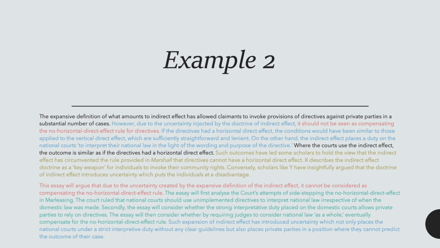The writer has clearly stated the position they intend to prove in their essay. They have introduced the key debates and scholars. The introduction clearly highlights the structure of the essay. The writer has also very cleverly sprinkled around information to support their conclusion throughout. This introduction has the potential to convince the professor that indirect effect cannot be seen as compensating for the no horizontal effect rule for directives due to the uncertainty it has introduced.